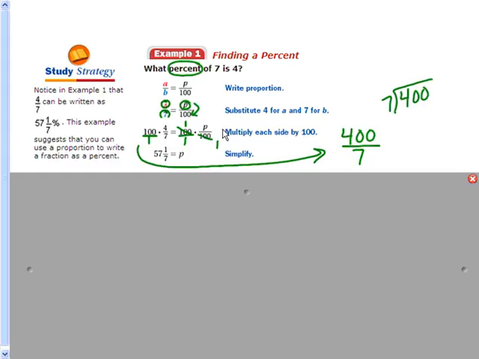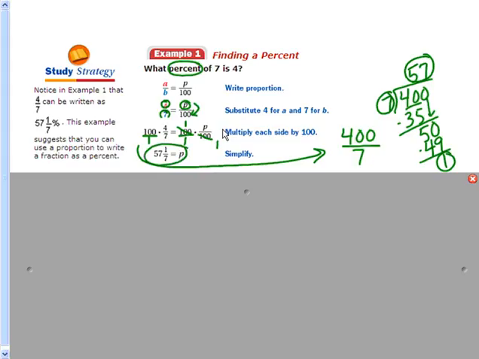And I can use whatever method I like. I'm going to go ahead and use traditional. I know 7 goes into 40 five times. 5 times 7 is 35. Subtract, and you get 5. Compare, 5 is less than 7, so bring down 0. 7 goes into 50. Let's see, 7 times, because 7 times 7 is 49. Subtract, and we get 1. So you can see how they got their 57 and 1/7 for a final answer.